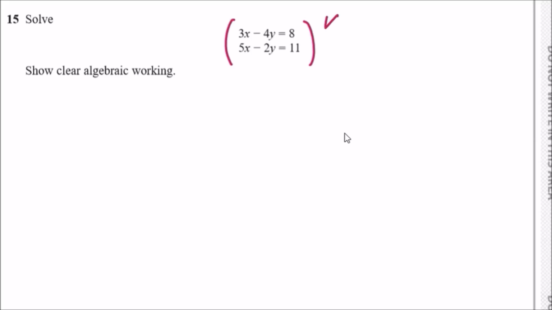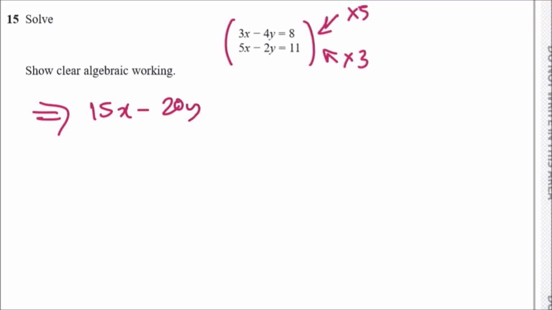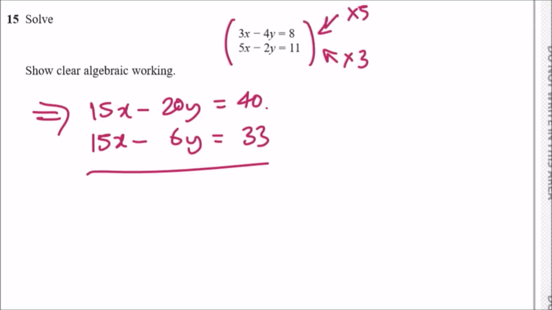So let's do this. Always multiply the top one by 5 to get 15, and this one by 3. Now we should have here exactly the whole set times by 5 should give us 15x minus 20y equals 40. The second equation times by 3 should give us 15x minus 6y equals 33. And that's it. Now, let me just change the color pen.